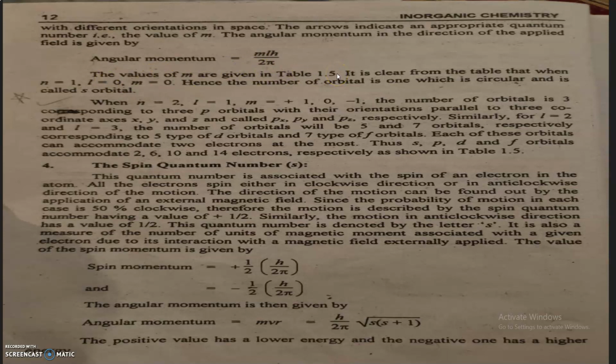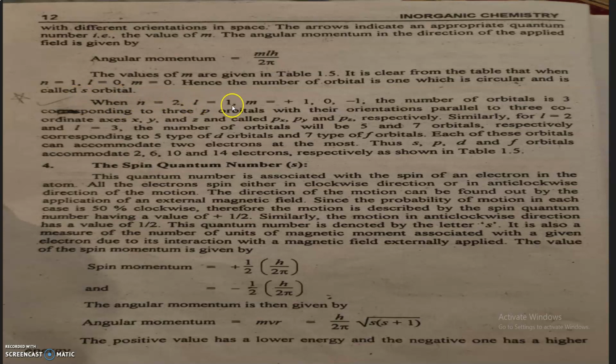It is clear from the table that when n is equal to 1, L will be equal to 0, as we know that the value of L is equal to n minus 1. So when n is equal to 1, if you subtract, L will be 0 and this will be an s orbital. And the value of the magnetic quantum number will also be 0. Hence the number of orbitals is 1, which is circular and is called the s orbital.